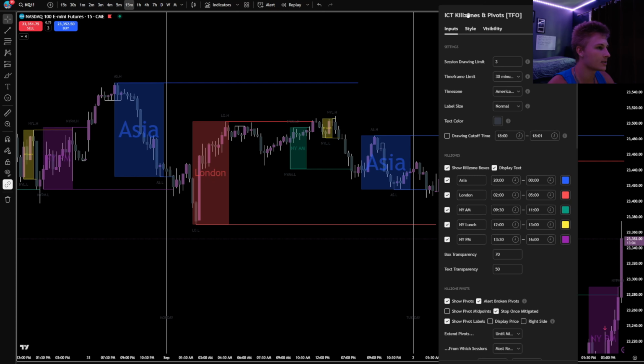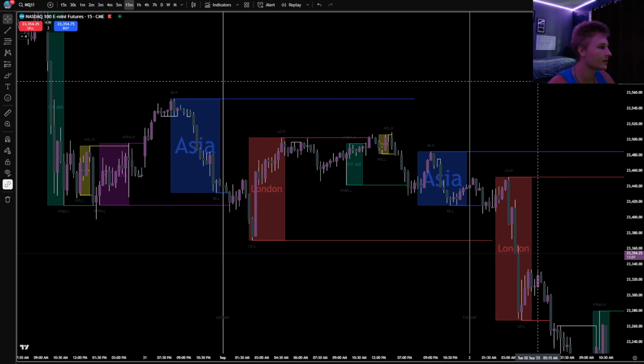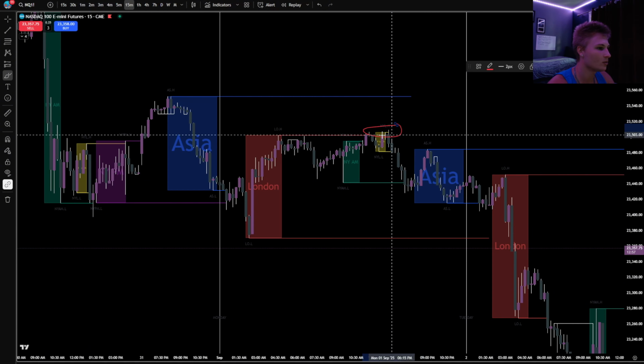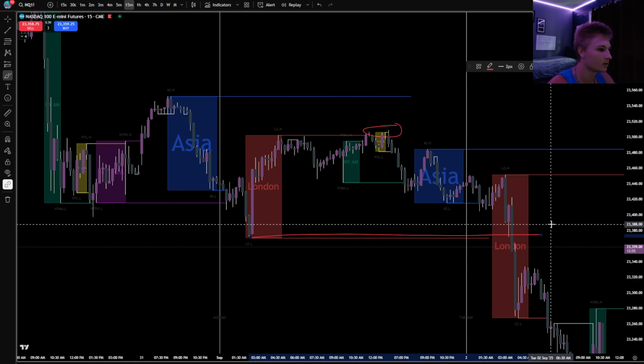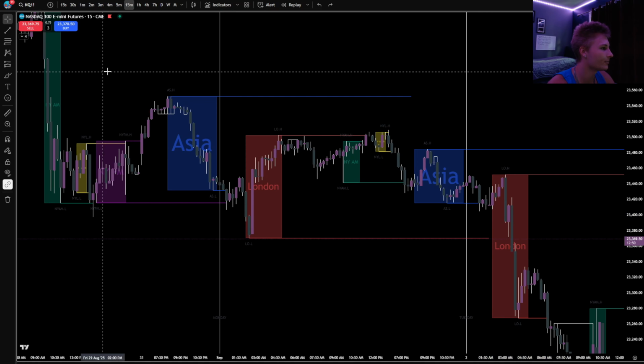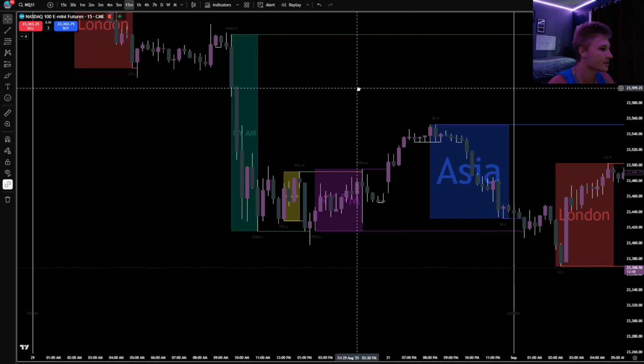That is right here, ICT kill zones and pivots. You can see right here, same thing, right? Took out London high, beautiful sweep. Where did we run? Towards London low. This is something that really is significant and it can help you so much with your bias, as well as right here, right? Let's take a look.